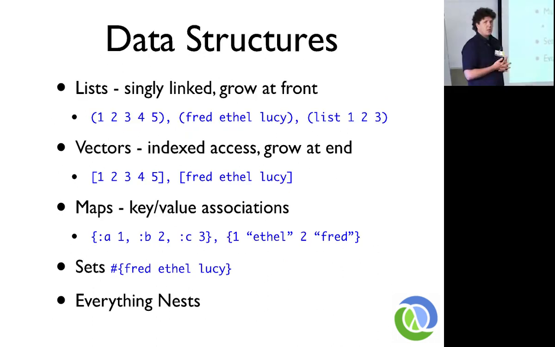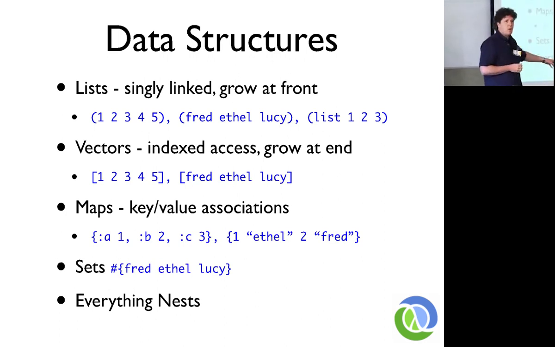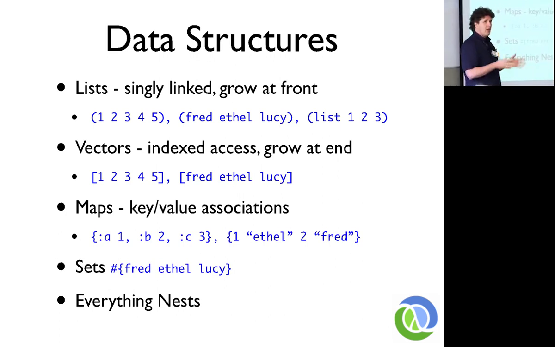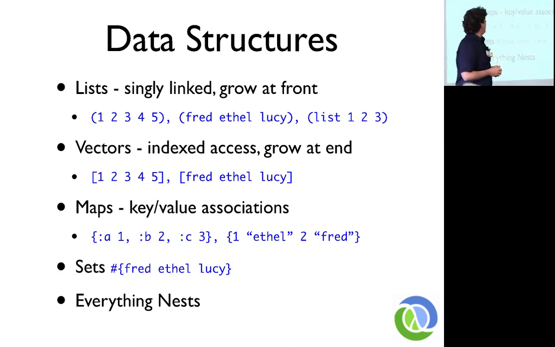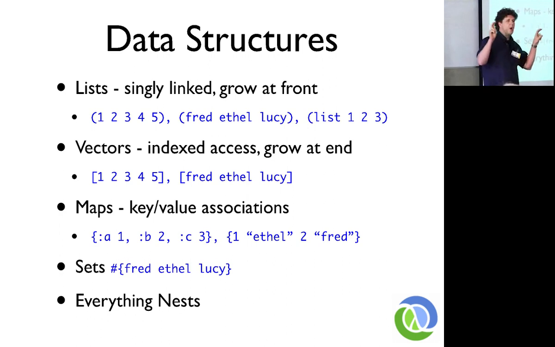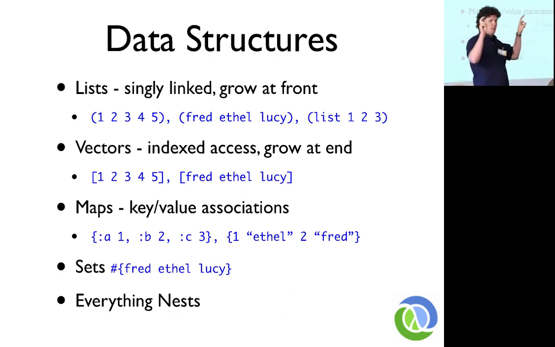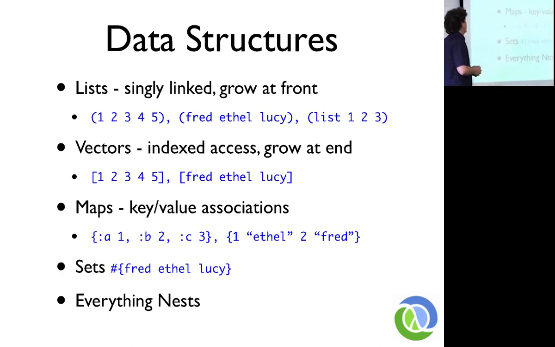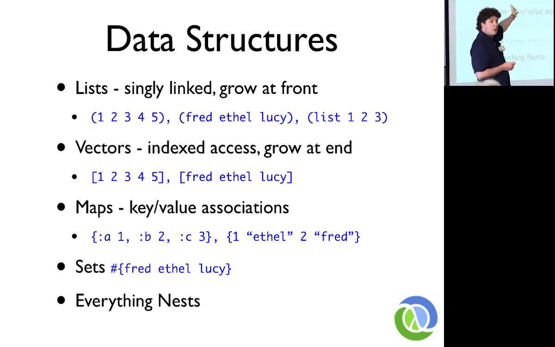Then it has a set of data structure literals. Okay, so there's a way to write these data structures in your program, and they mean what they say here. Okay, a parenthesized set of things. They could be numbers, they could be anything, is a list. And lists are singly linked, and they grow at the front. Whenever I say grow, change, add, remove, there's quotes, because nothing actually changes. But they grow at the front. They have fast access time to the front, linear access time down the line.